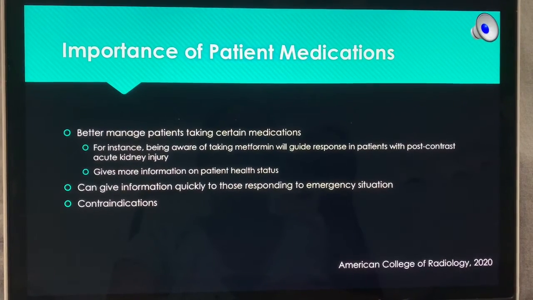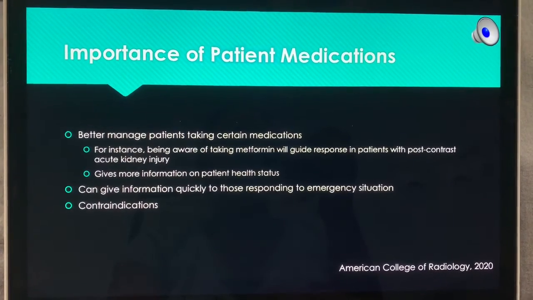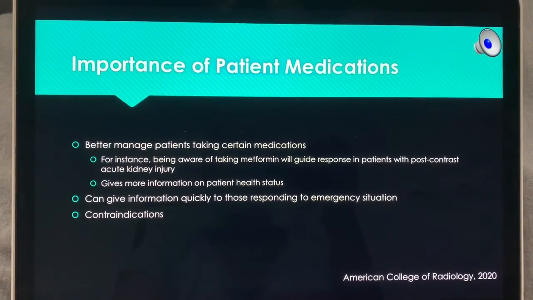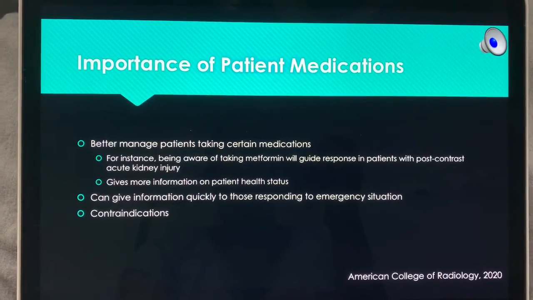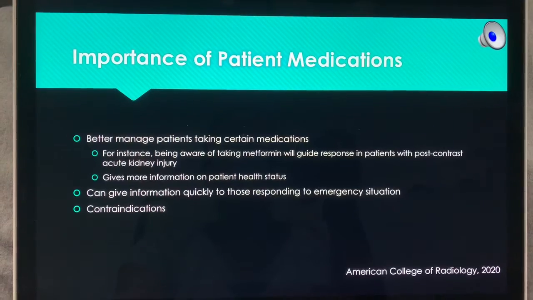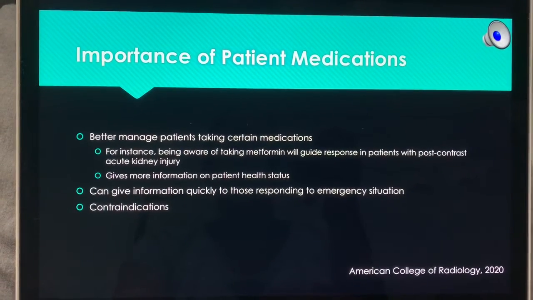It can give information quickly to those responding to emergency situations, and there's a few contraindications. One of them will be pregnancy or a young age, but in these cases we still do CT scans on pregnant women and young kids.